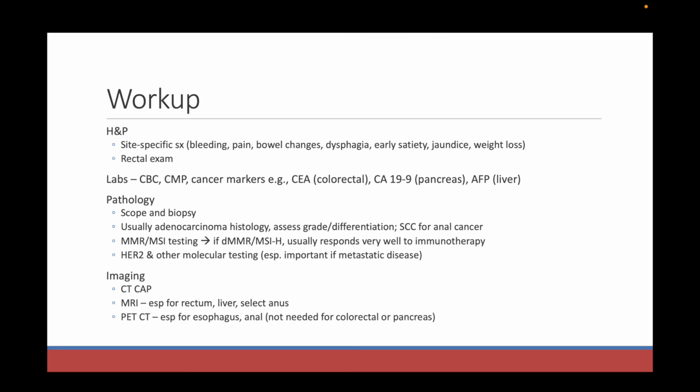And then for all of these tumors, you want to get MMR and MSI testing, because if MMR deficiency is present, or if you have MSI high, then these patients respond very, very well to immunotherapy. And then there's other molecular testing, for example HER2, which is especially important for patients with metastatic disease because they can get targeted therapy based on that. Imaging, CT chest, abdomen, pelvis, MRI is especially important for rectum, and then PET-CT is especially important for esophageal and anal cancer.